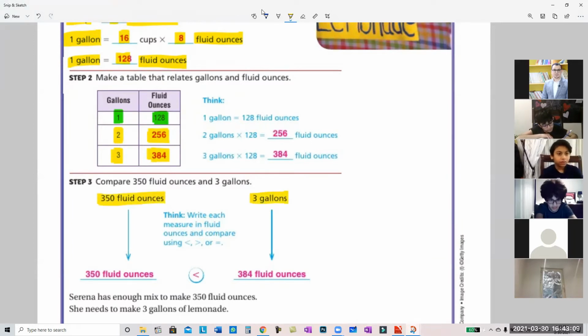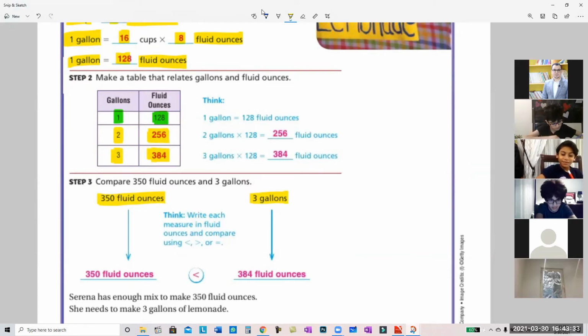I will ask a question for you, Ali Sihati. Are you still with me? Yes. Okay, Ali, which is the small unit here, fluid ounces or gallons? Gallons. Gallons is the small unit? Oh, no, no. Fluid ounces. Sorry. Keep focus, man.